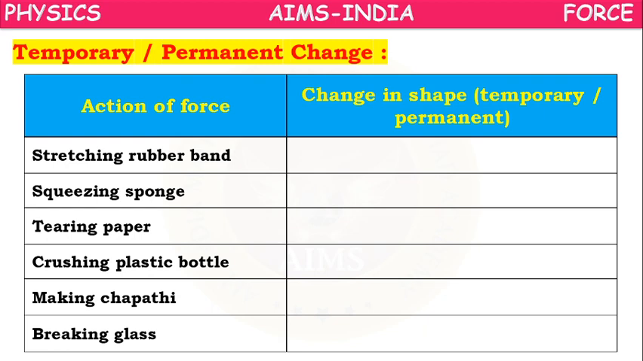Next, whatever change happened in the objects, let's see whether they are permanent or temporary. Temporary change, permanent change. Here, stretching a rubber band. If you remove the force, what happens? It will come back to the original position. So it's a temporary change, up to one limit. You can stretch it and it will come back to the original position. If you use force greater than the limit, what happens? It may break.